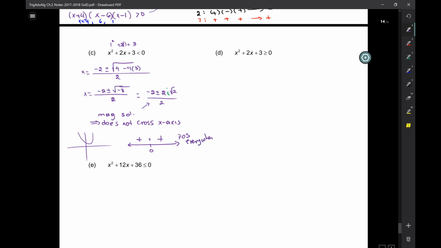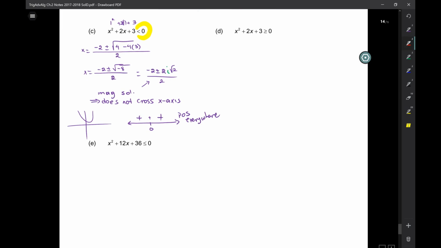What is the question asking? The question is asking where is it less than 0, which is negative. It's nowhere, so it's no solution.